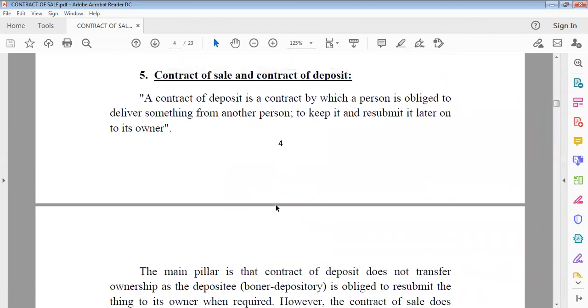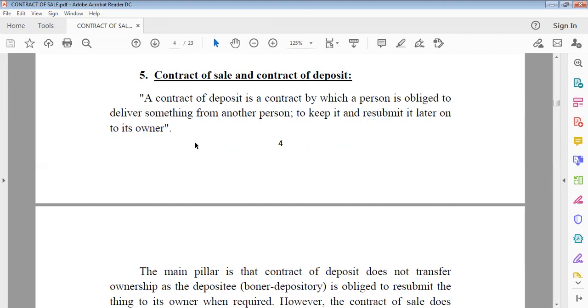To end, we have a contract of sale and a contract of deposit. Well, a contract of deposit is a contract by which a person is obliged to receive something from another person, to keep it, and to resubmit it later to its owner.